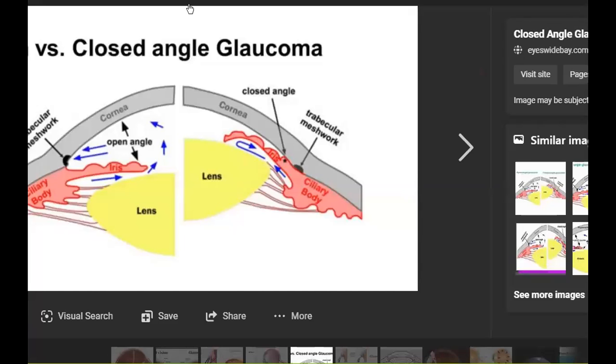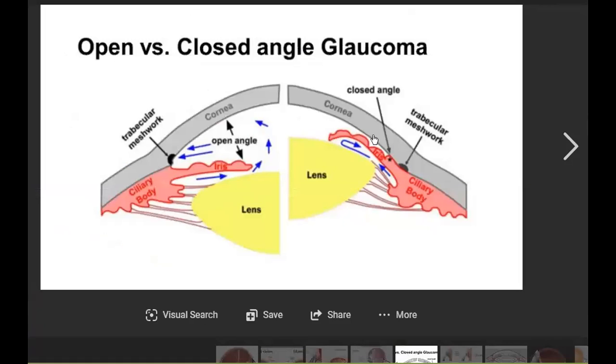So in this picture, I will tell you the process of miosis as well. You see, this is the ciliary body. The ciliary body contracts. When the ciliary body contracts, you see this iris. This iris will move away from this cornea. The ciliary body will contract, and the iris will be like this.